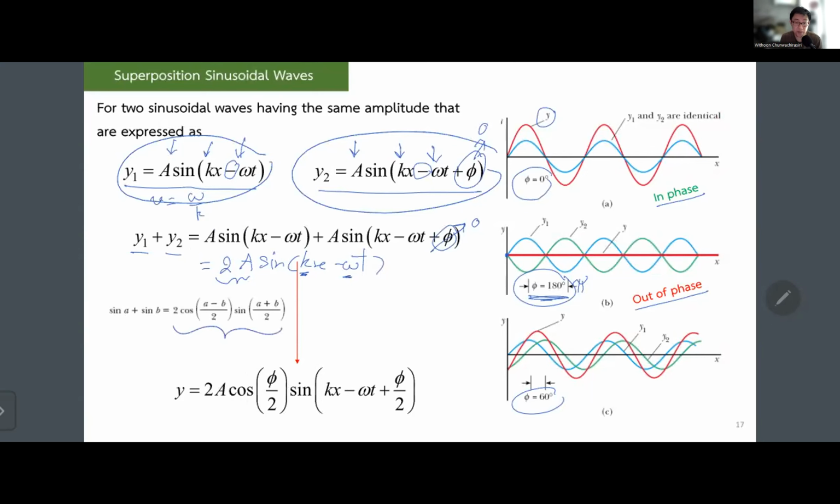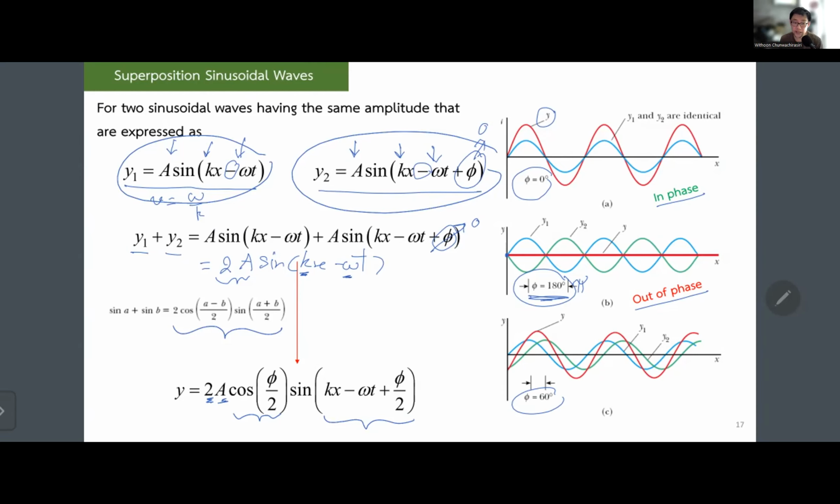Following this formula, you get a factor of 2 here. I pull out a common factor A. You do the cosine of the difference over 2. When you take the difference, the kx minus omega t cancel, so you are left with just phi over 2. And the last term, sine of the sum over 2, you just add them together and divide by 2. You get this portion right here. That's it, guys. See? It's just pure algebra. Cool? Okay.